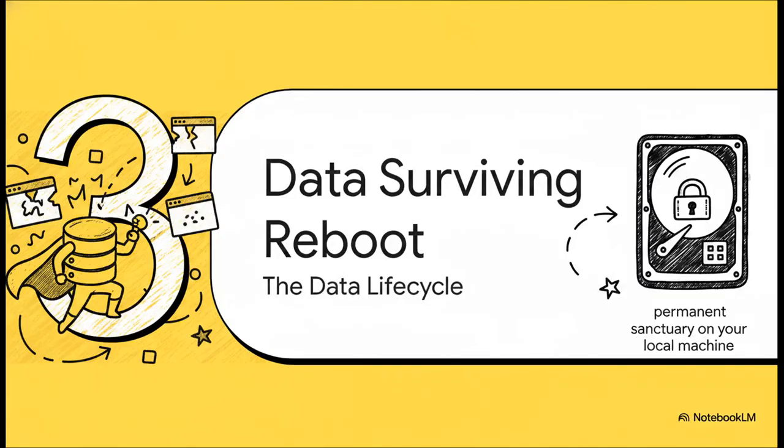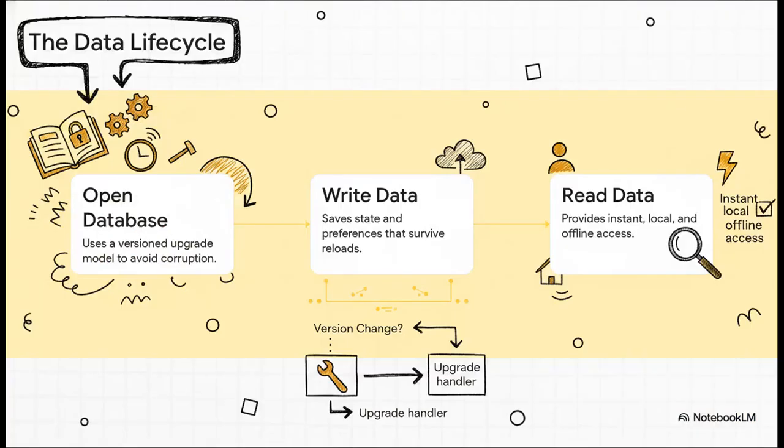Okay, section 3, data that survives reboot. Let's map out the data lifecycle. Think of your application data as a hero on a really perilous journey, right? It constantly has to survive the threat of browser closures and accidental tab reloads, trying to find permanent sanctuary right there on your local machine. So here's how that lifecycle actually plays out in 3 steps.